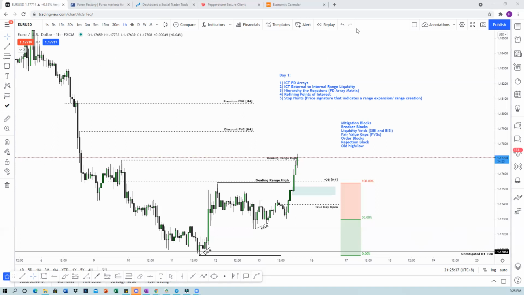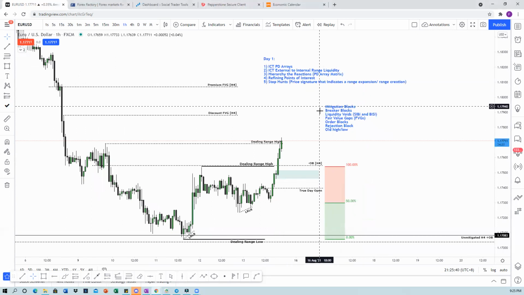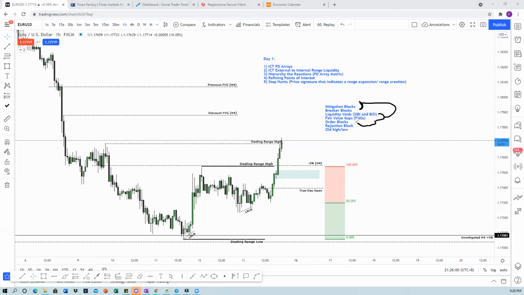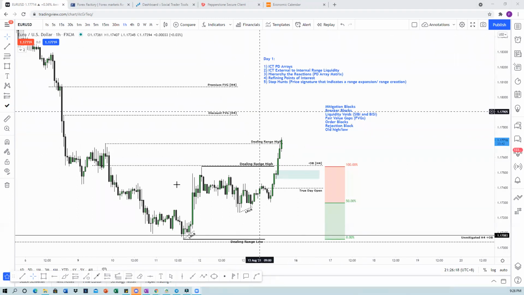That's simple stuff. So when we look at liquidity voids and fair value gaps, you guys know what fair value gaps are. They are best used in conjunction with mitigation blocks, breaker blocks, and order blocks.